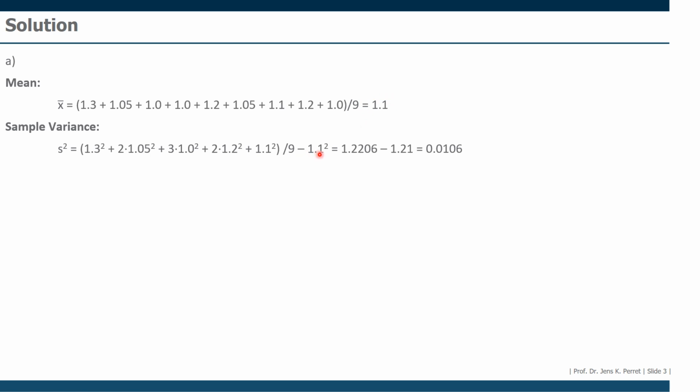So I'm subtracting the squared average, giving me a final result of 0.0106. That's my sample variance, or my estimate for the sample variance. That's actually everything for part A.